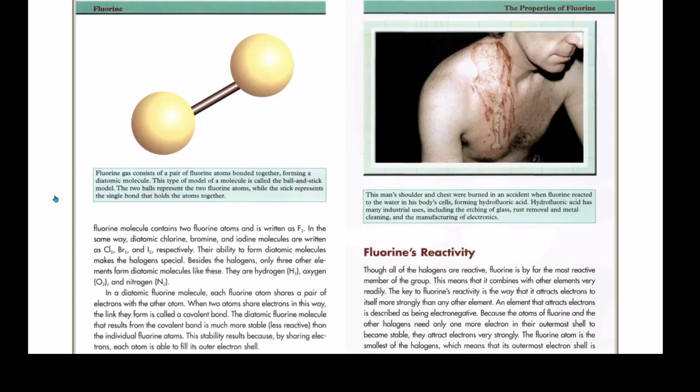Fluorine gas consists of a pair of fluorine atoms bonded together, forming a diatomic molecule. This type of model of a molecule is called the ball and stick model. Two balls represent the two fluorine atoms, while a stick represents a single bond that holds the atoms together.